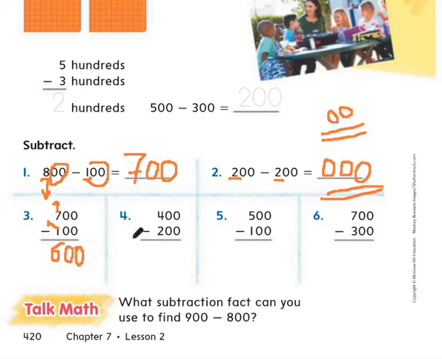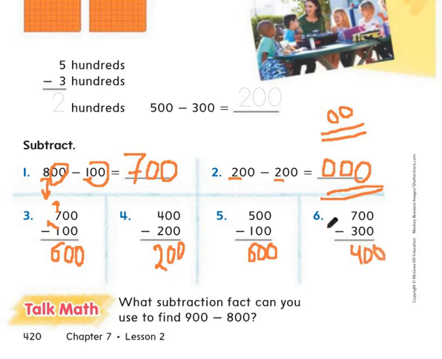Let's solve question number 4. We can think about this like 0 minus 0 equals 0, 0 minus 0 equals 0, and 4 minus 2 equals 2. So it's 200. We can solve it using different ways. Question number 5. 500 minus 100, 5 minus 1 equals 4, and then we will add 2 zeros. 500 minus 100 equals 400.